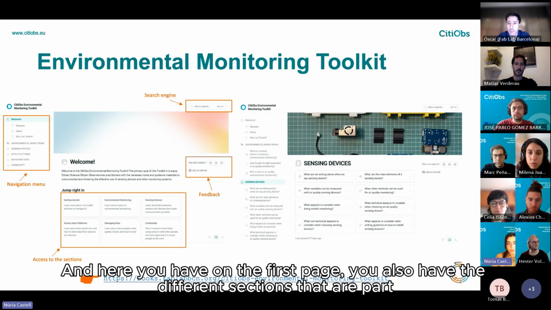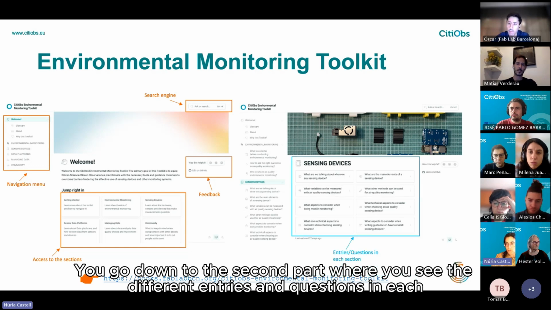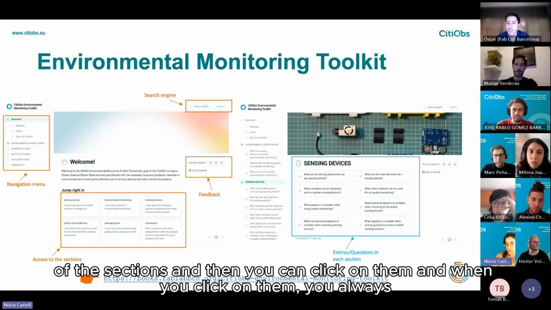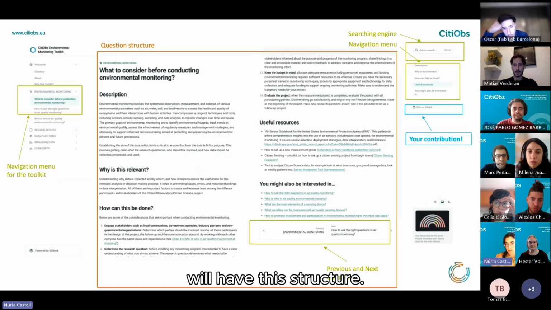And here, on the first page, you also have the different sections that are part of this toolkit, and you can jump right into them. When you jump into them, you go to the second part, where you see the different entries and questions in each of the sections, and then you can click on them.